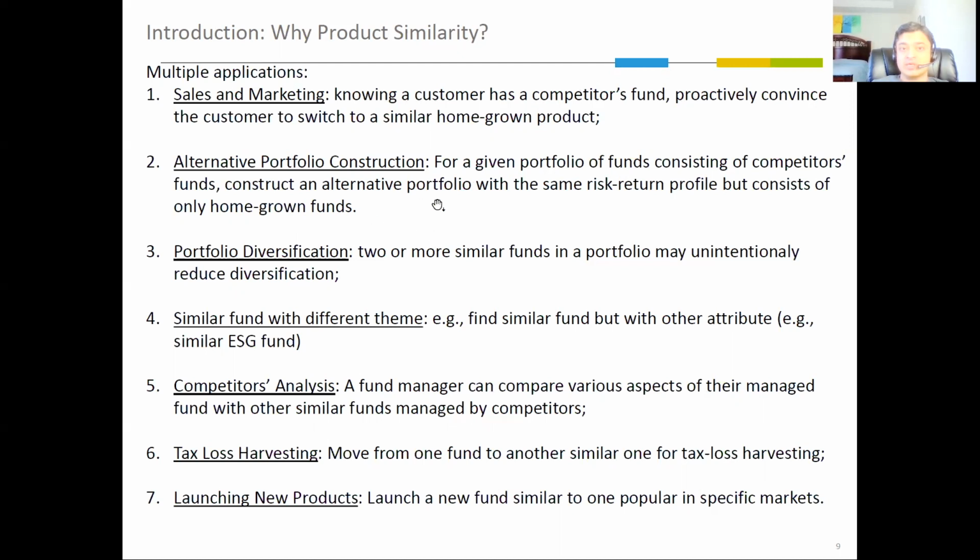The second one is alternative portfolio construction. If you again see a specific investor who has a big portfolio of mutual funds, but they are all from your competitors, then you can try to create an alternative portfolio which has the same risk return profile as the existing one, except that now you have created this new portfolio with all homegrown products. There again you can use the product similarity tool.